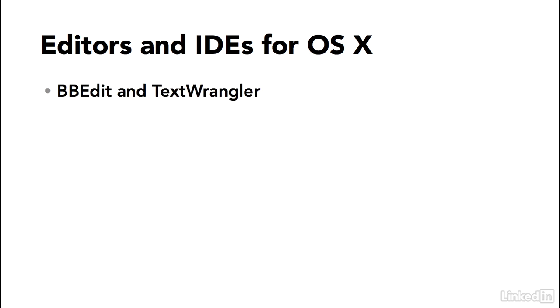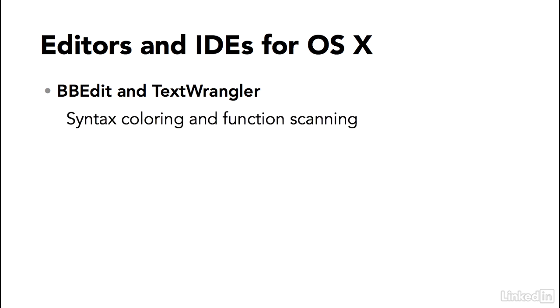BBEdit and TextWrangler are products from the company Bare Bones Software. BBEdit is a commercial product. It requires a paid license, while TextWrangler is more limited but is free. They both support Java syntax coloring, function scanning, and a certain amount of autocomplete functionality. But it's not a specialist IDE for Java. Instead, these products are typically used by developers who are moving around among multiple languages but want to do all their work in a single editor.